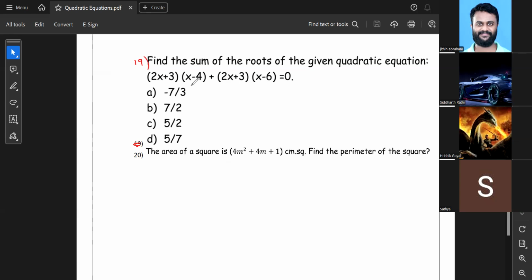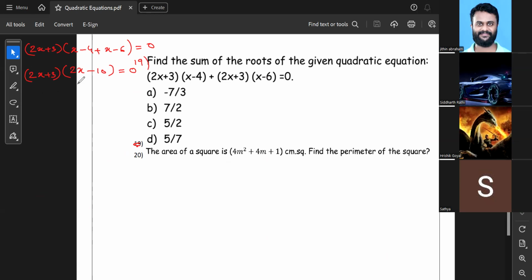So you may feel, "Yes, let's first multiply and then add." But I will suggest otherwise. You first take this 2x plus 3 common. Then you are left with x minus 4 and x minus 6. So it's like x minus 4 plus x minus 6. That should give you 2x minus 10. But here I have 2x plus 3 is equal to 0. Okay, I believe this much is clear.